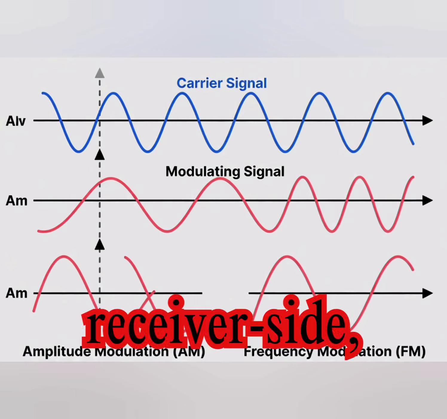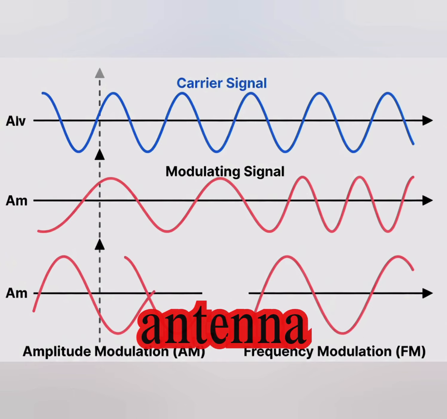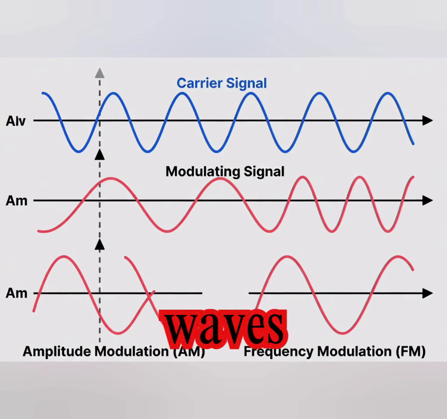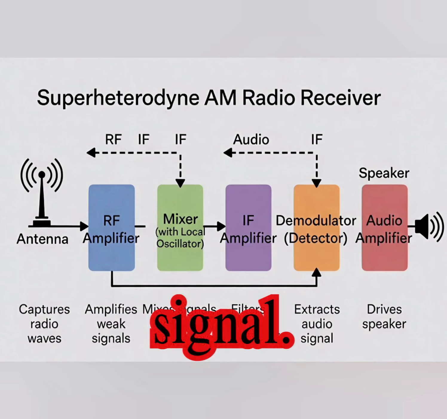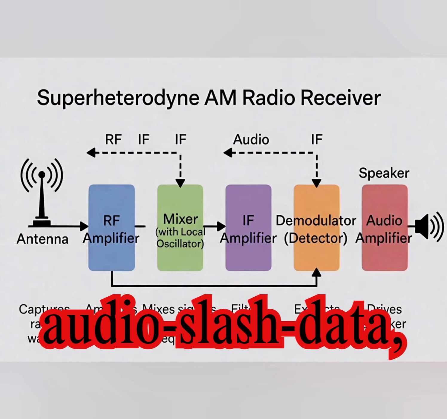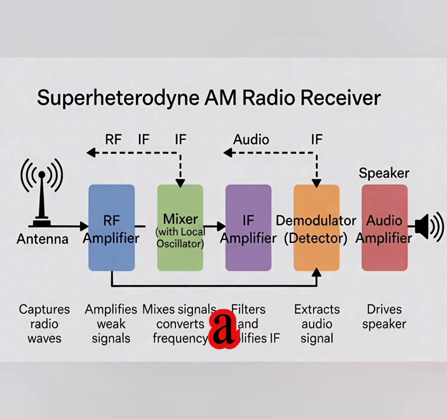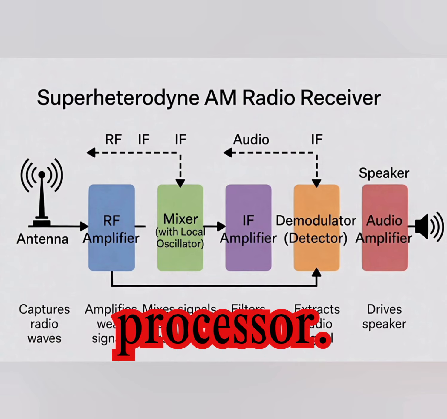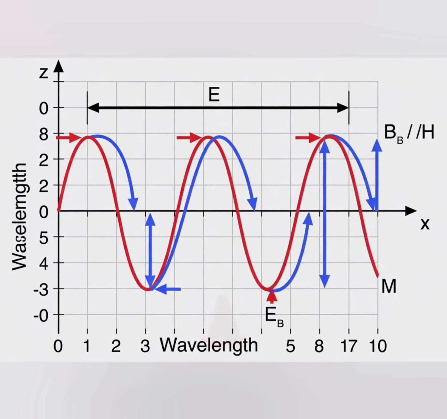3. Receiver side. The receiving antenna captures the weak radio waves, inducing a small electrical signal. The receiver tunes to the desired frequency, amplifies the signal, demodulates it, extracts the original audio/data, and outputs it via a speaker or processor. Key concept: modulation.